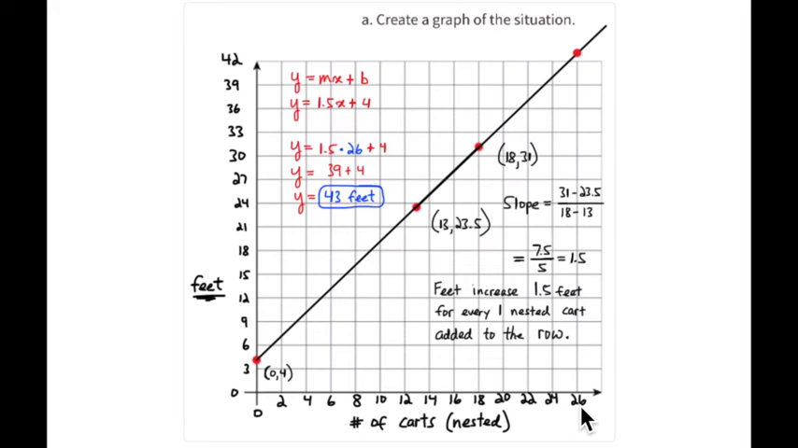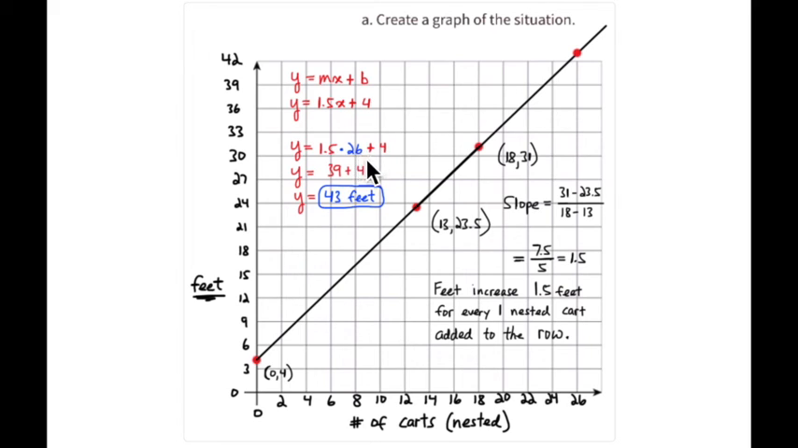So it's 26 nested carts. I can also use the equation. We can write the equation to this line. We know all the parts. We know the slope is 1.5, and we know that the y-intercept, where it crosses the y-axis, is 4. And so now I can check to see if this answer of 26 is in fact exactly 43 feet.